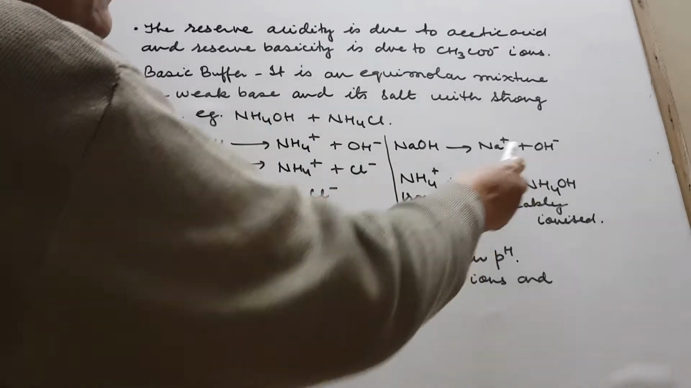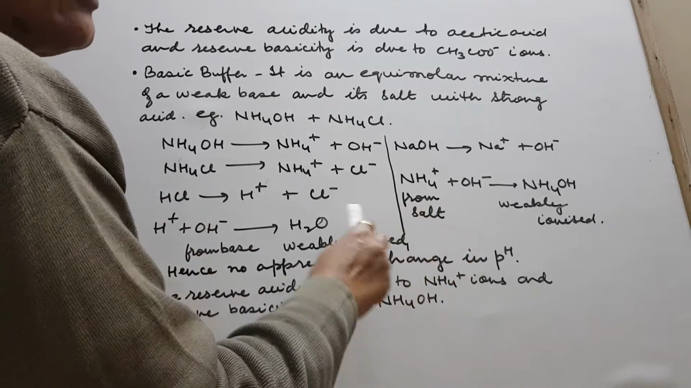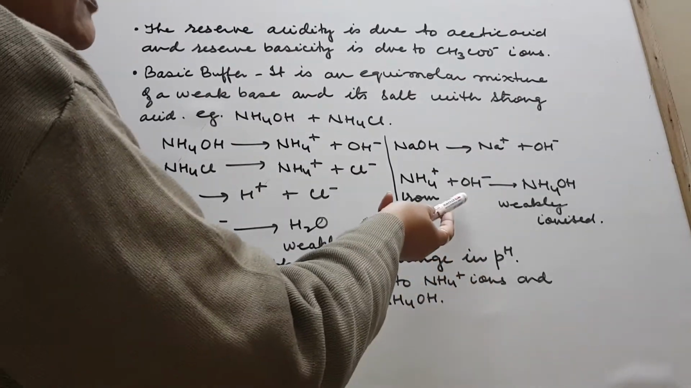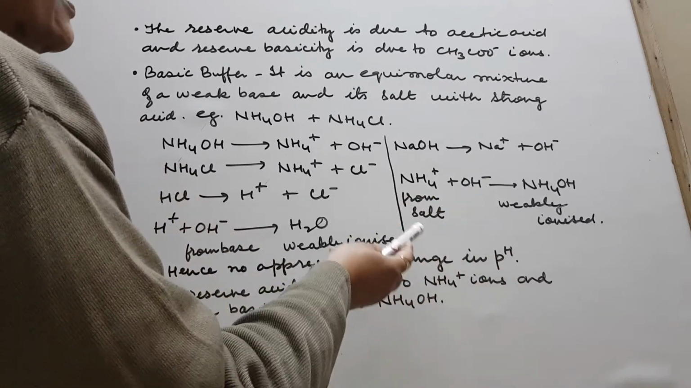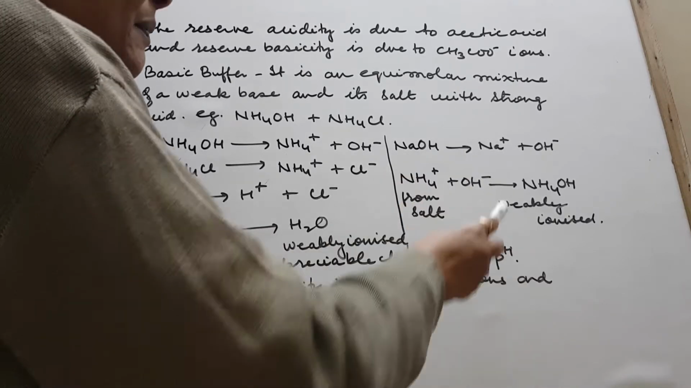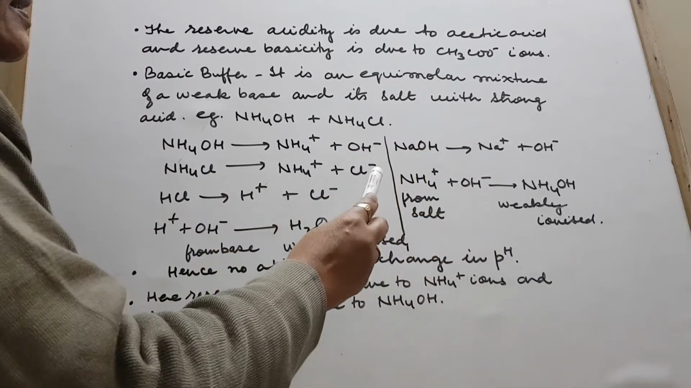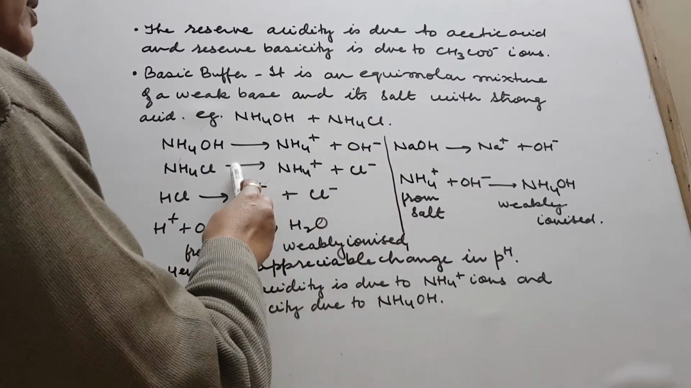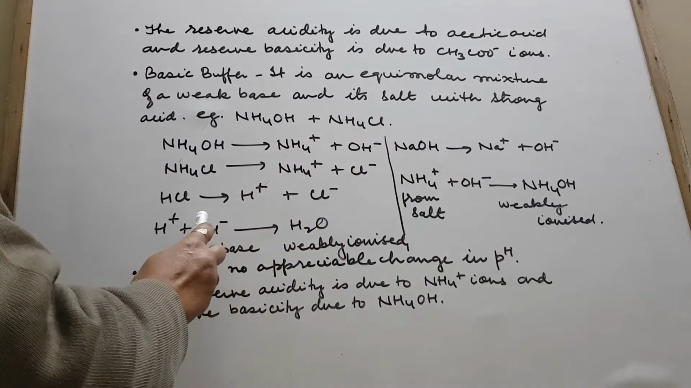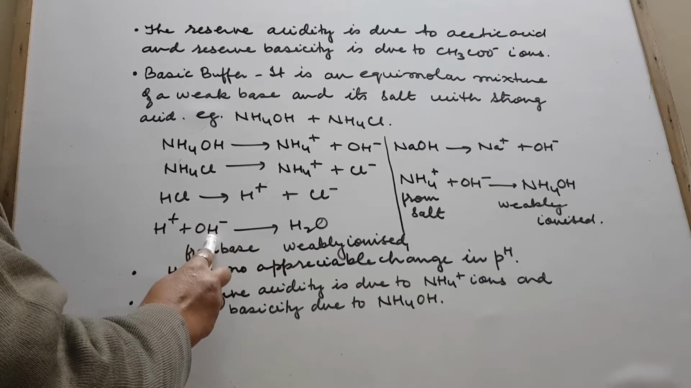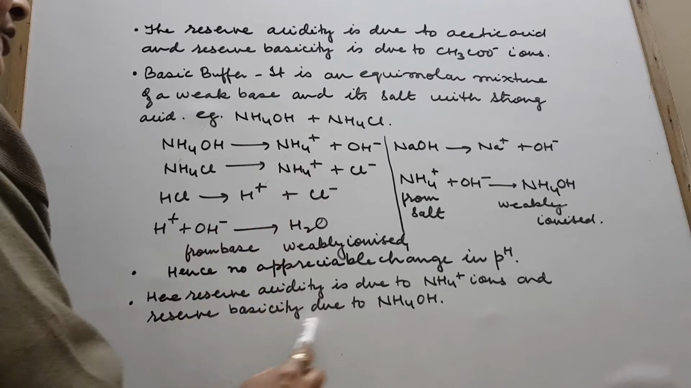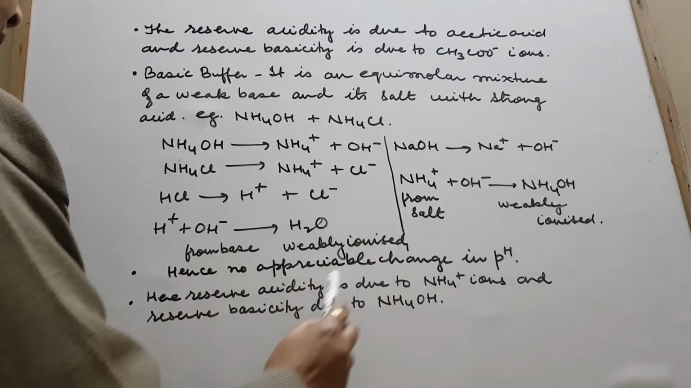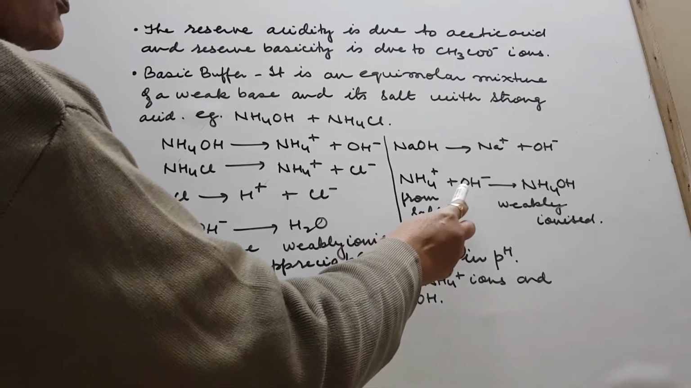So you see, when you added base, you have to have that portion which finishes off the basic nature of this OH minus ion. So finally what happens, or what minimizes the effect of this OH minus ions? NH4 plus ions coming from salt. So this was reserve basicity because HCl was being added. This was due to your base NH4OH, and here reserve acidity because this base you have added.